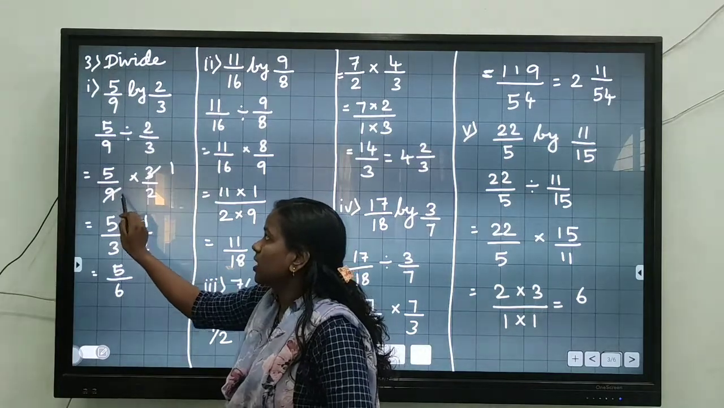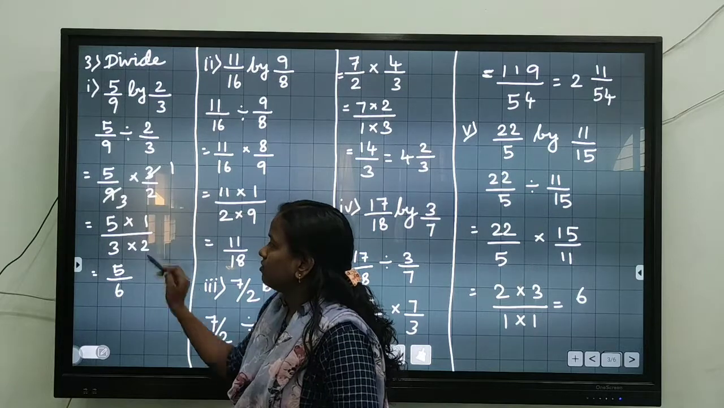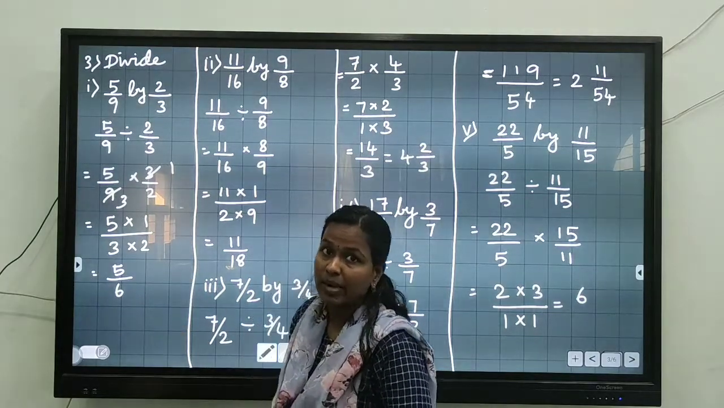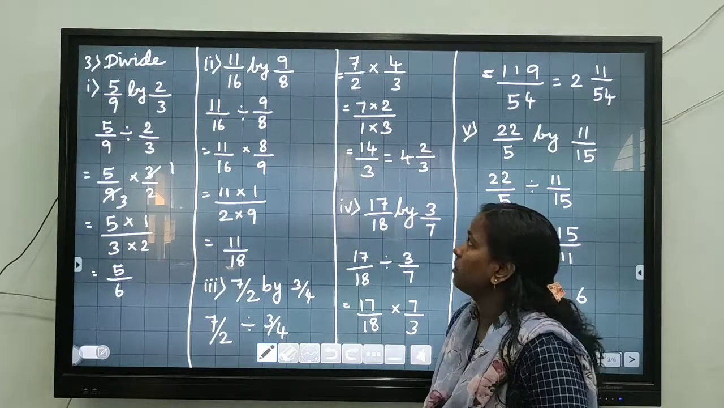1 3s are 3. 3 3s are 9. So you will get 1 5s are 5. 3 2s are 6. So your answer is 5 by 6. Next one is 11 by 16 by 9 by 8.